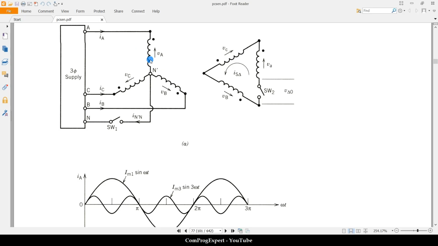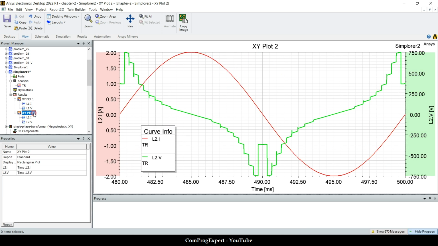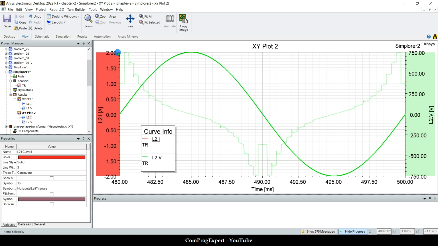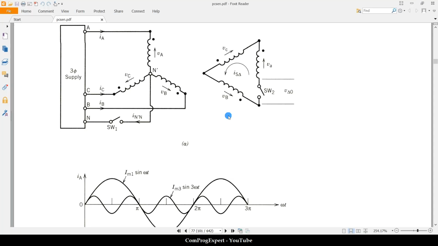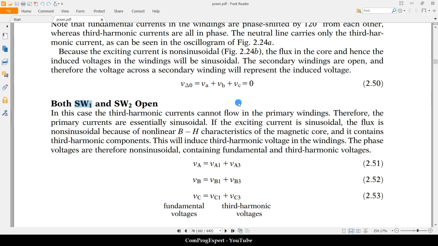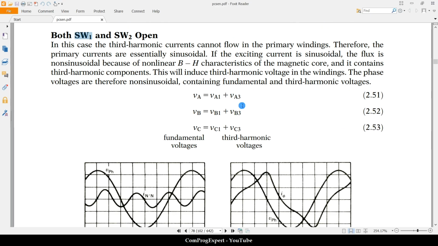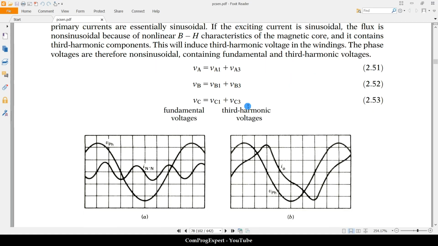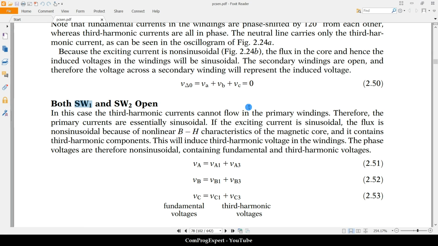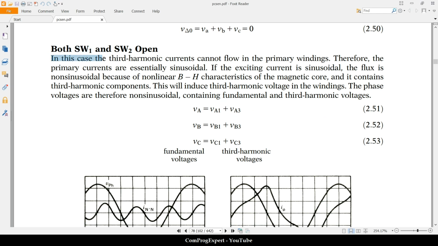So the coil current will be sinusoidal. And you know, when we force the coil current to be sinusoidal, its flux linkage will be non-sinusoidal. And in that case, because we have a non-sinusoidal flux in the core, the third harmonic of the flux in the core will induce third harmonic voltage in the secondary coil. So in this case, the third harmonic currents cannot flow in the primary windings. Therefore, the primary currents are essentially sinusoidal.